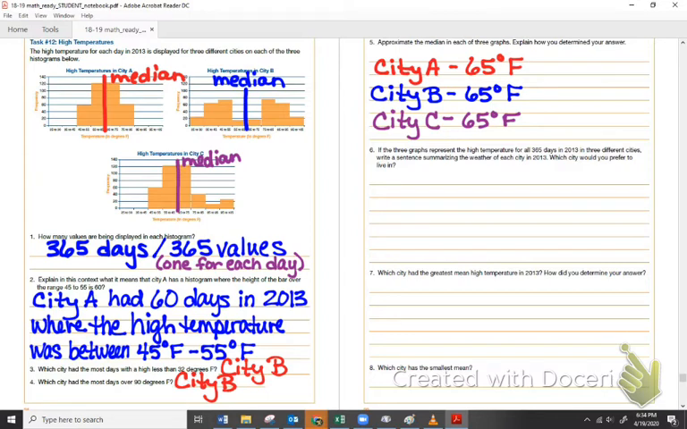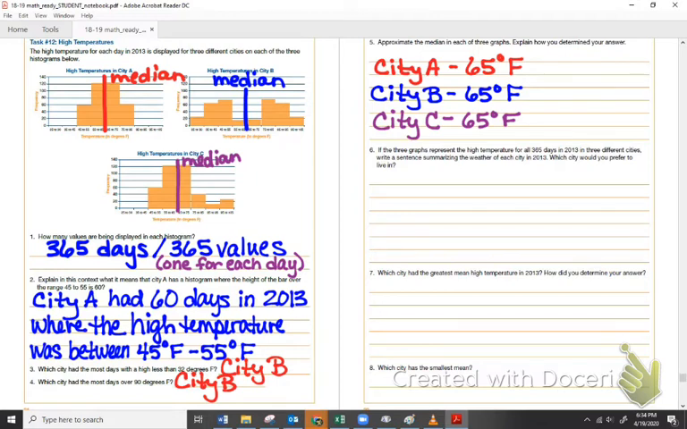Okay, now in question number 6, I want to try to summarize what these histograms are telling me about the weather in each of these cities in 2013. So what's it like to live there? And then the last question that we have on question number 6 is, which city would you prefer to live in? And that's kind of a case-by-case basis. There's no right or wrong answer there.